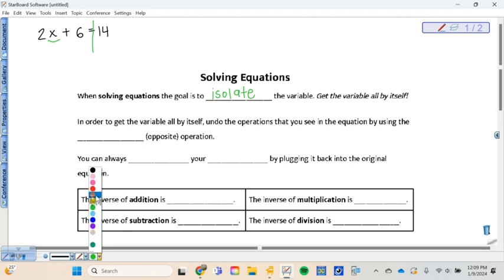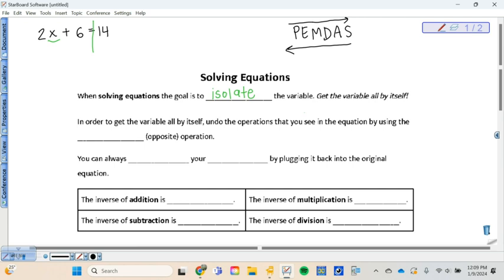Let's talk about that. What's the order of operations? When you hear order of operations, what do you think of? PEMDAS, right? P-E-M-D-A-S. When we want to evaluate something, we move through order of operations: parentheses, then exponents, multiplication, division, addition, subtraction. When we're solving equations, we have to go backwards.